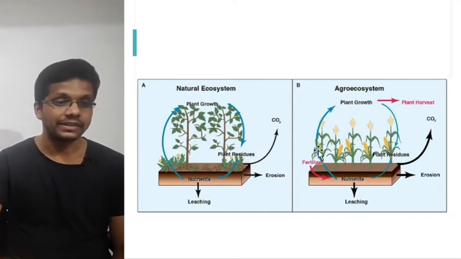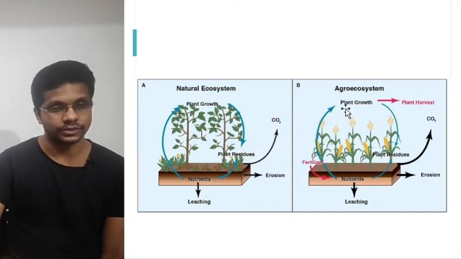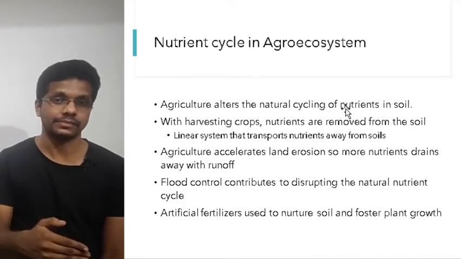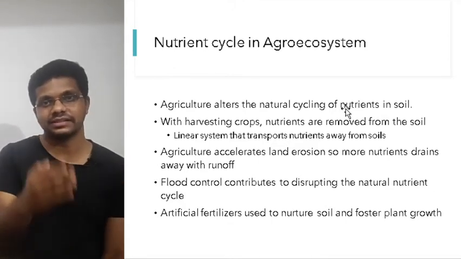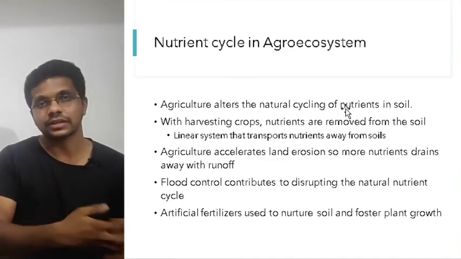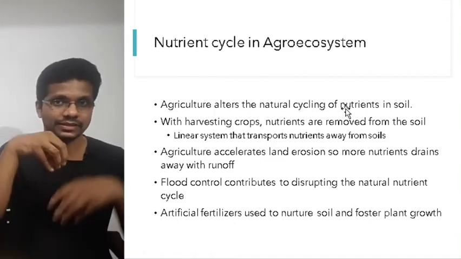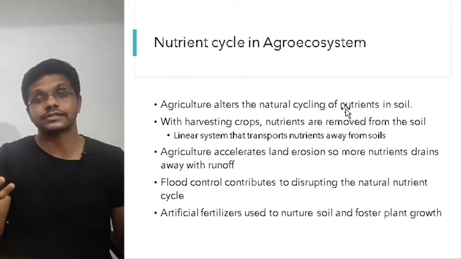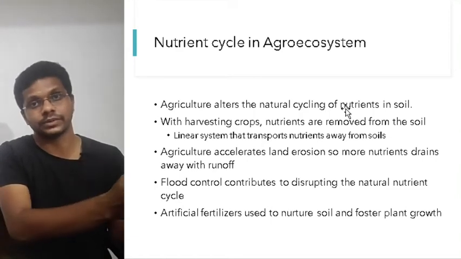So that's the main difference between natural ecosystem and agro-ecosystem. In agro-ecosystem, the nutrient cycles are somewhat linear in nature. So the fertilizers go to the plants and the plants will be harvested. Harvesting plants is actually removing nutrients from the soil. Plants are using nutrients from the land, so when we are harvesting the plants or the plant residues, we are transporting soil nutrients away from the soil.